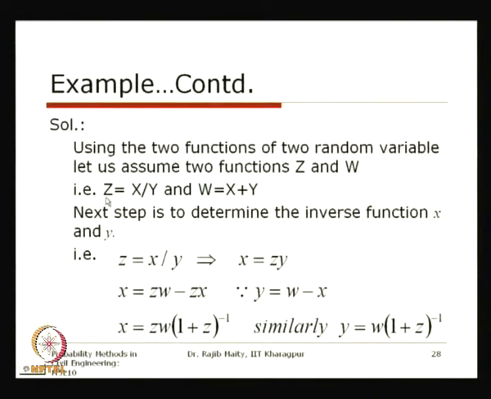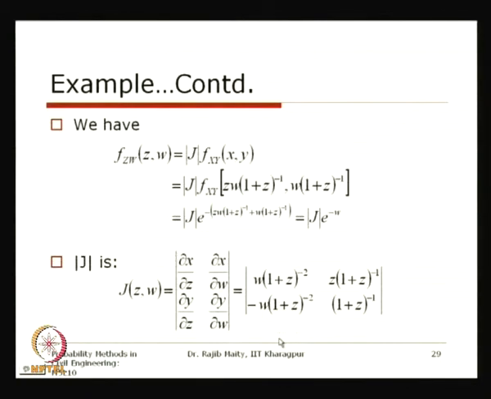So, what we have done: these are the two functions, and we are getting the inverse function first, because we know that we have to get this inverse function to get its Jacobian. Once we get this, then we can calculate their Jacobian. This is the final form that we have to obtain, that is f_ZW equals their Jacobian multiplied by the original density.